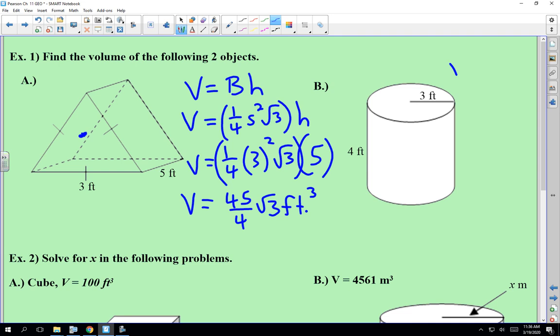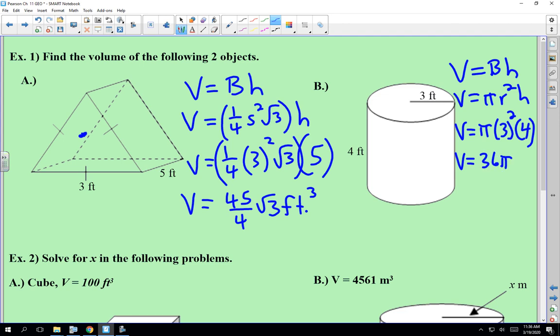Cylinder, same deal, same formula. Different base area. The formula is pi r squared h. So this cylinder has a volume equal to pi times 3 squared times the height of 4. So volume equals 9 times 4, which is 36 pi cubic feet.